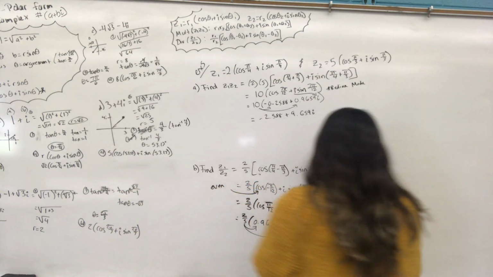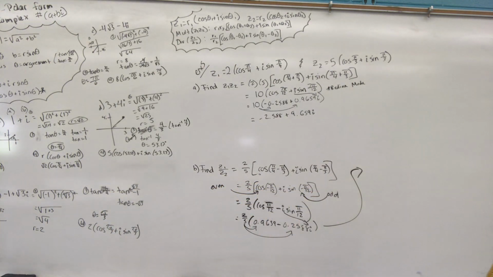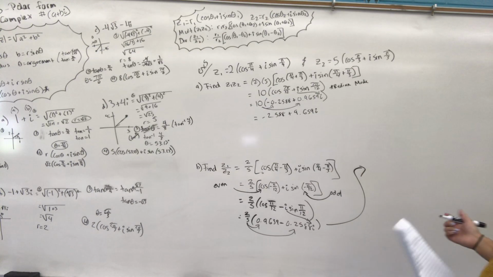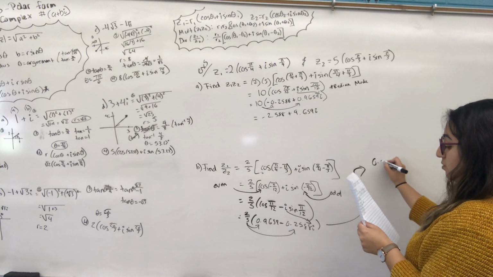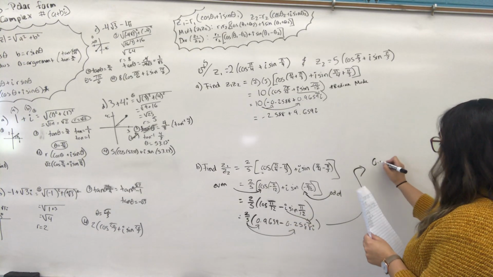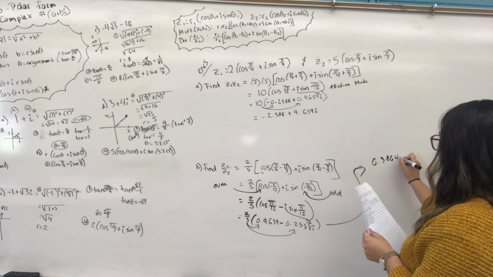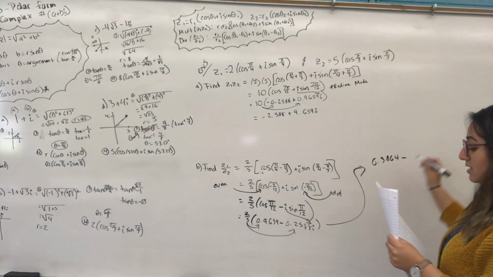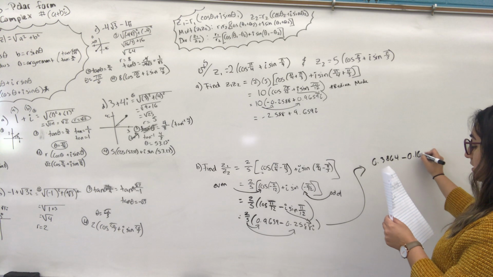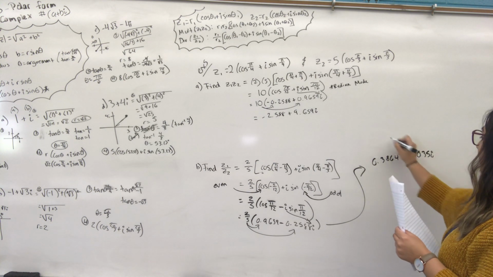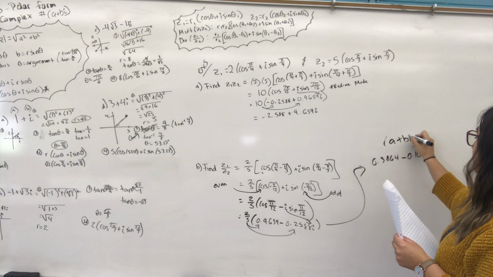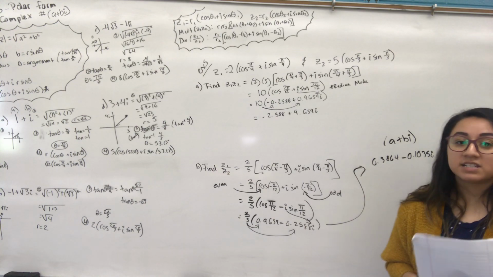I'm going to move over here. When you use distributive property, you go ahead and simplify them, and the steps should be really easy. So you simplify them, you get 2/5 times this whole thing here, 0.3864, minus 2/5 times that, I get 0.1035i. It's in the form of a plus bi. So that's how you go step by step.